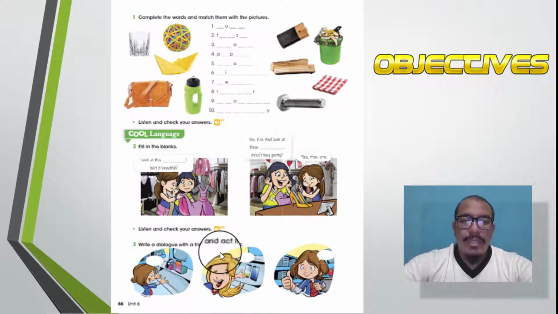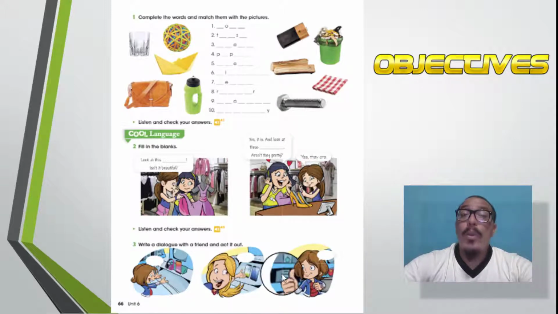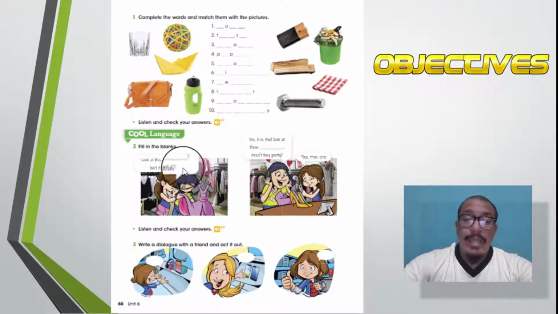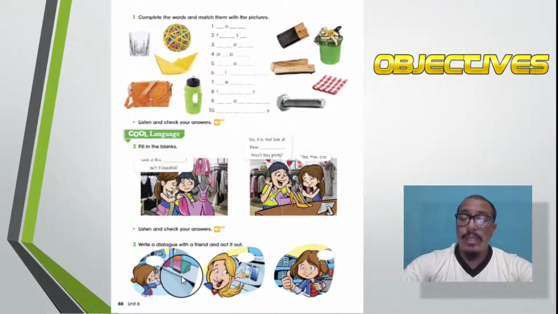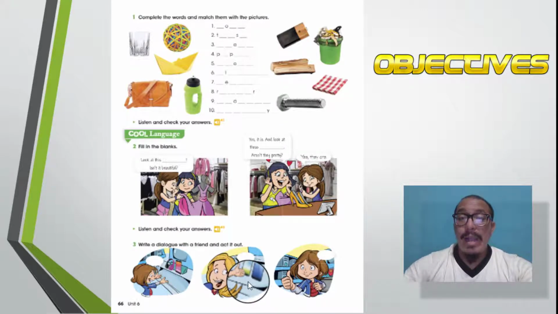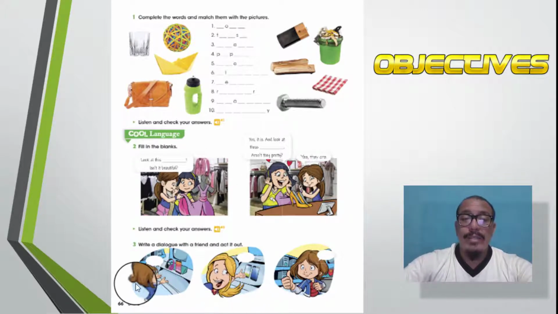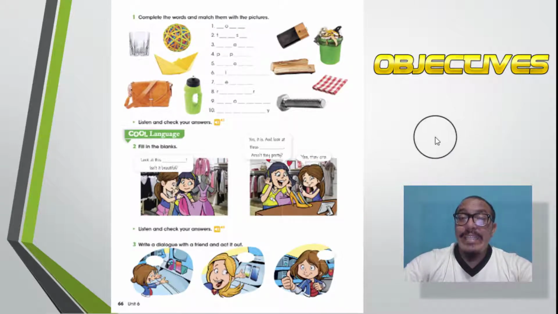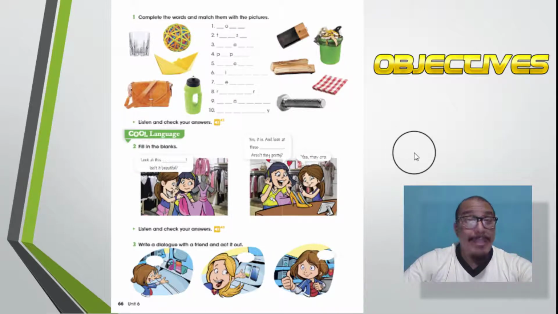Y en el número 3, number 3, we are going to simulate, we are going to roleplay this dialogue here, and you are going to act it out here in number 3, right? Entonces en el 3 vamos a replicar lo que aprendimos en el 2 y vas a hacer lo mismo pero con otros materiales, right? Okay, these are the objectives, right? And first of all, I would like to show you something again. Pay attention.